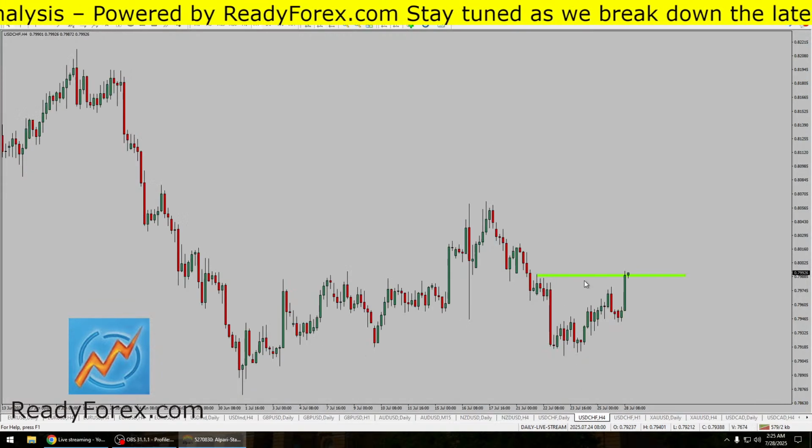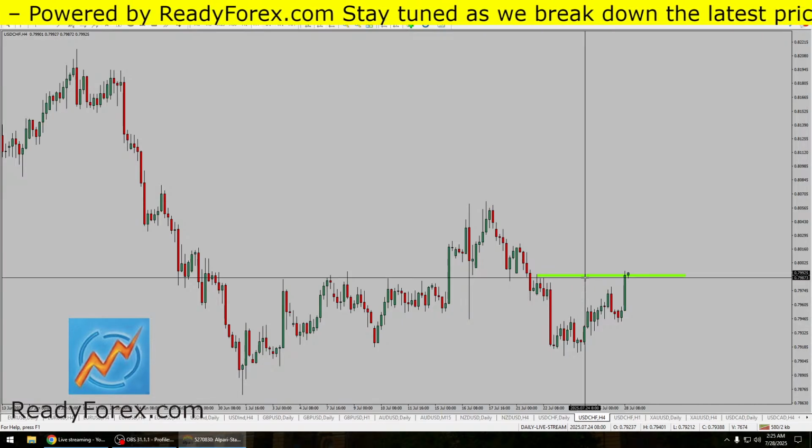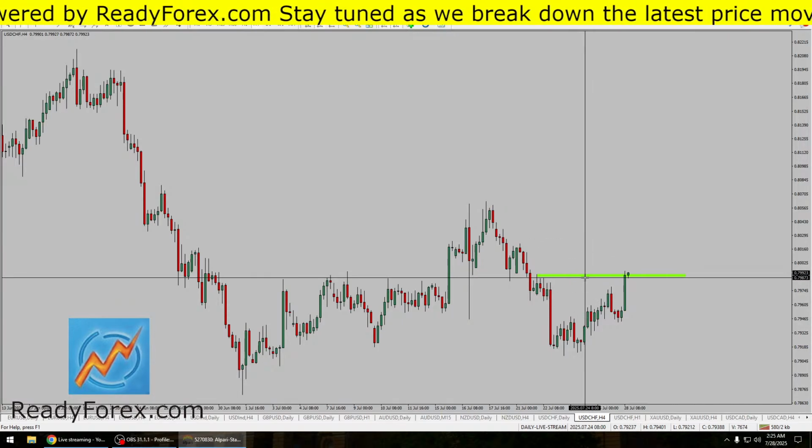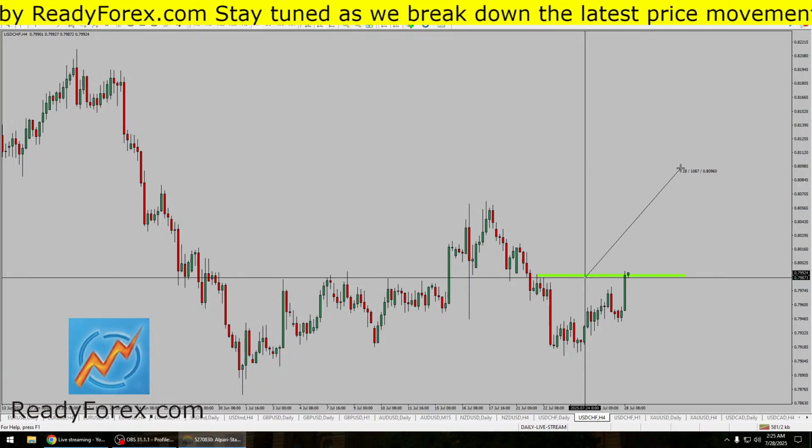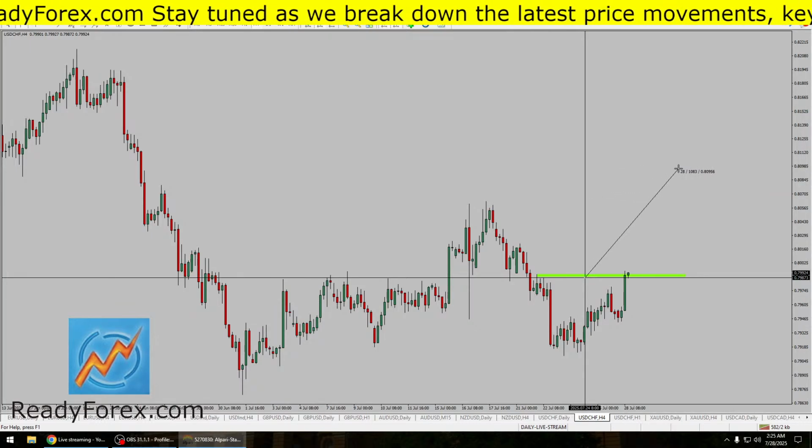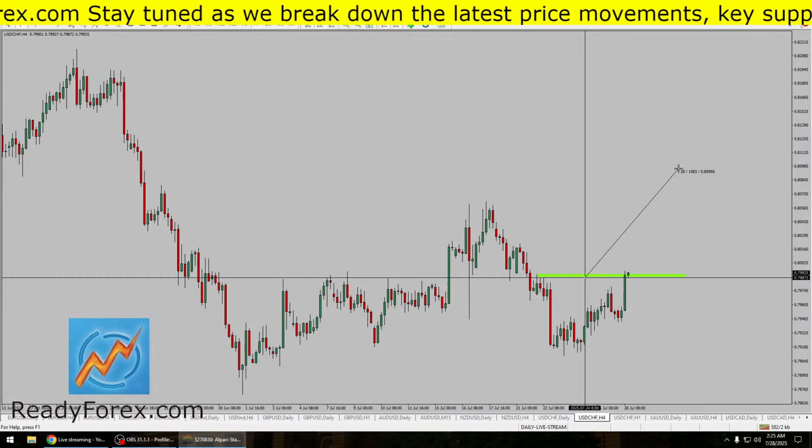You see price action is breaking above this old swing high over here. Okay, so that is the reason my forecast is bullish. US dollar Swiss franc is probably going to rise up more.